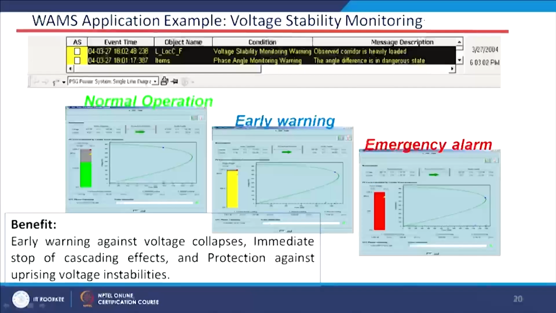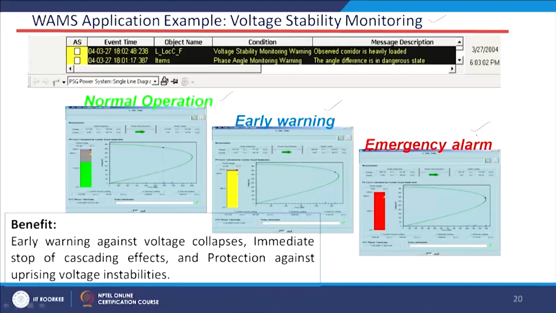Now, if we come to the WAMS application like voltage stability monitoring, here also we can see from the wide area monitoring system that if it is green, it is basically normal operation of the system. That means the voltage is in a stable condition. If it is yellow, it is an early warning condition. Now, if it is red, it is an emergency alarm. So, these are basically the symbols or colors we use to detect whether this voltage is stable or in unstable mode.